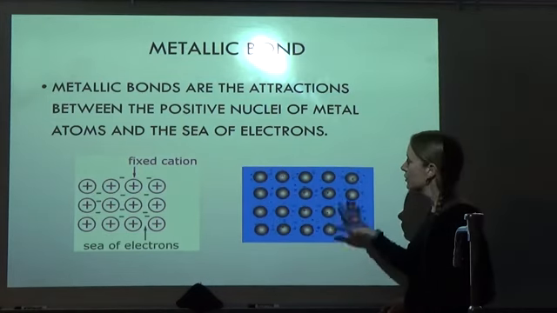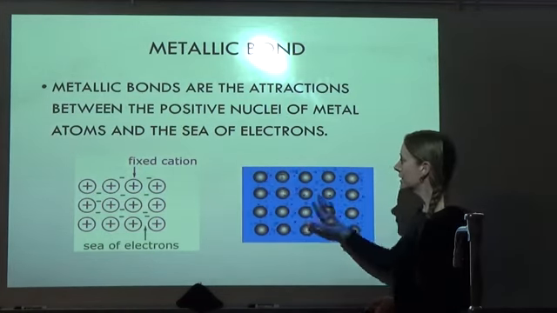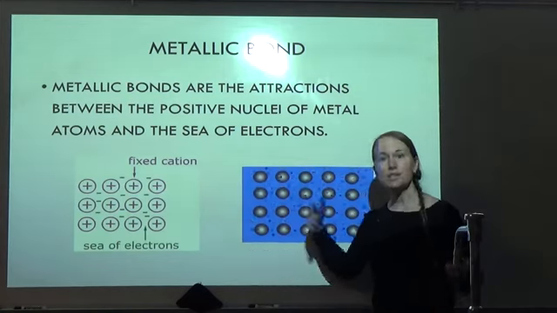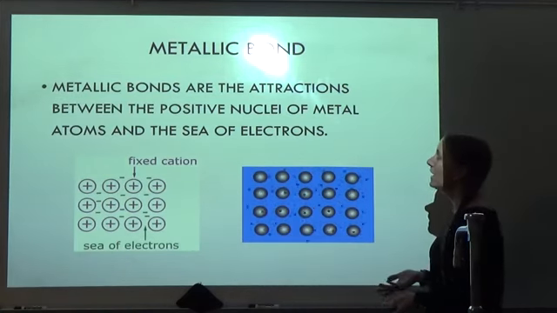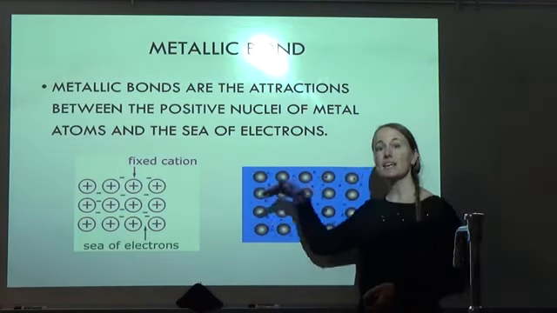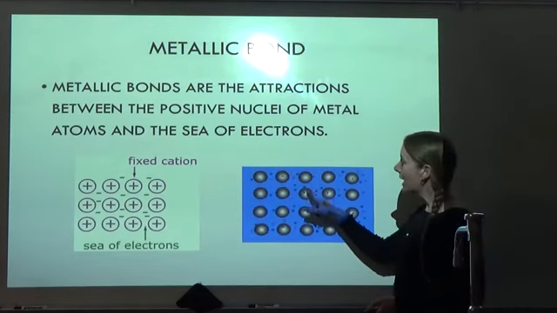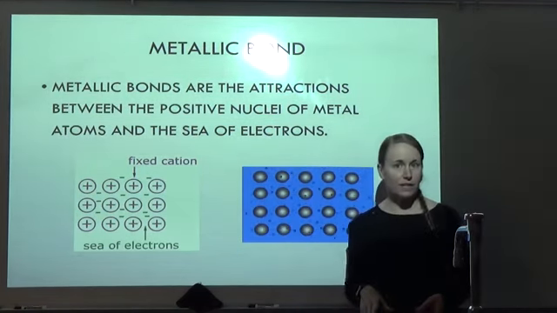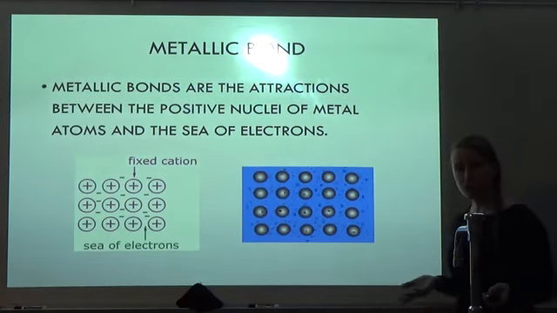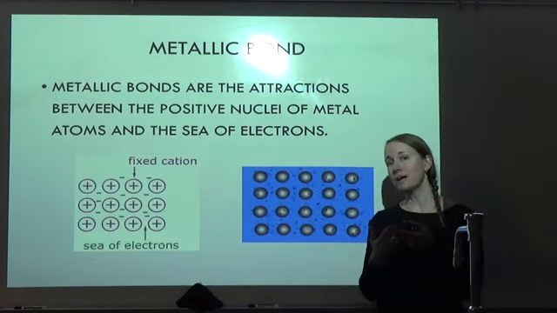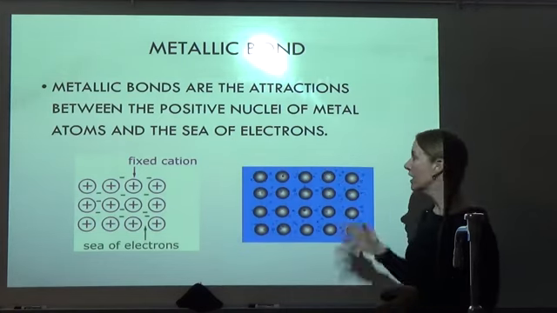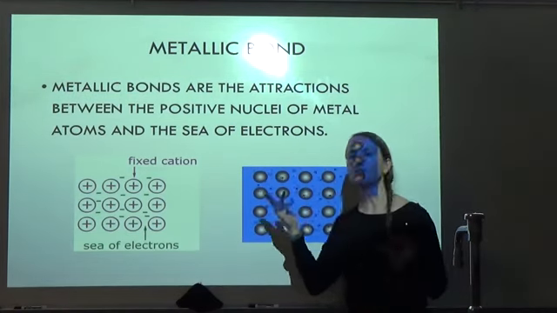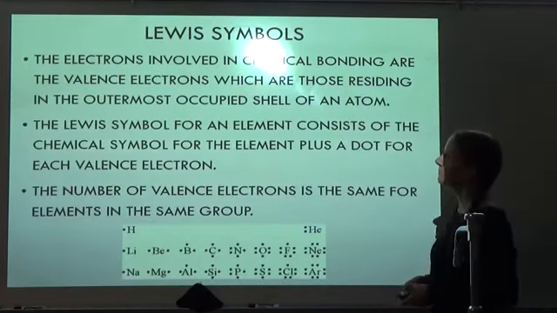And the metallic bonds are the attractions between the positive nuclei of metal atoms and the sea of electrons. So remember, in metal atoms, the valence electrons can move freely. That's why metals can conduct electricity. We call that the sea of electrons because they can flow. And so the positive metal nuclei are attracted to all of the sea of electrons, and that's what holds metals together. Because normally, if metals were all positive, they would not want to bond with one another. But because of that sea of electrons, that's what keeps them in place.